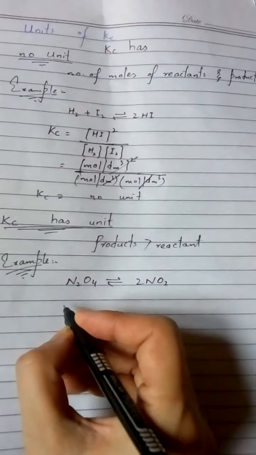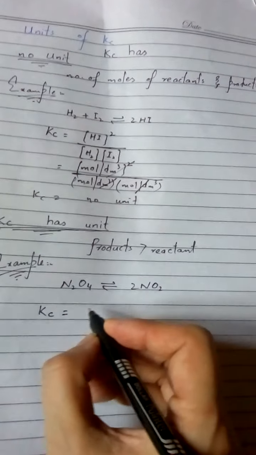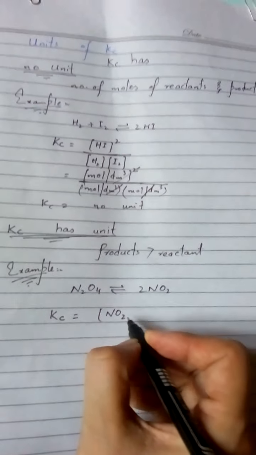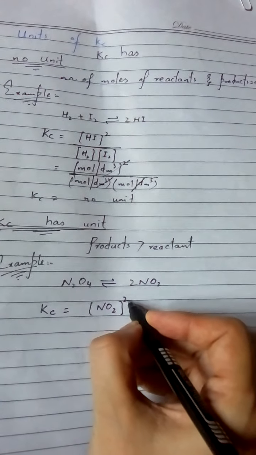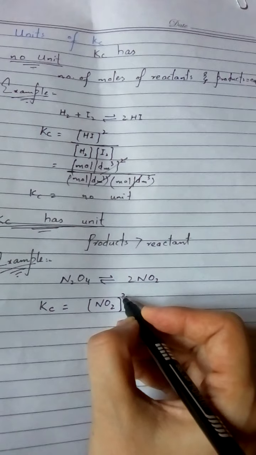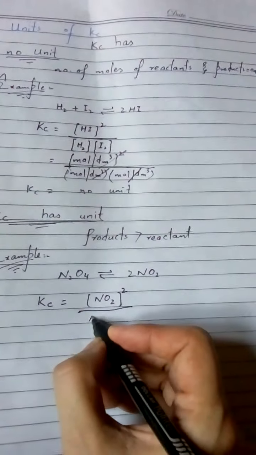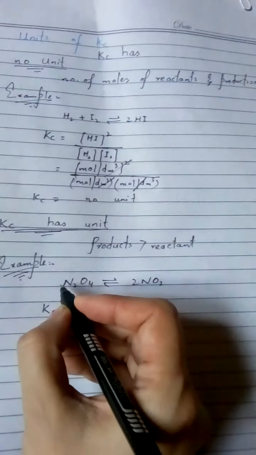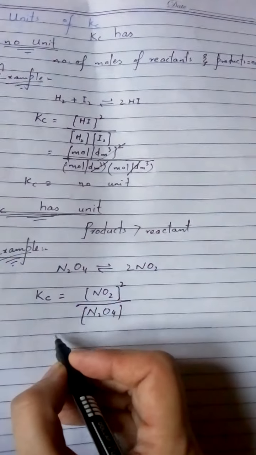it gives us 2NO2. Here we will write the Kc equilibrium constant expression, which is the product of the concentration of products to the product of the concentration of reactants. So we will write NO2 raised to the power 2. Here a coefficient 2 is present, so we will write 2 as a power, divided by N2O4. Here a coefficient 1 is present in this balanced chemical equation, so we will write N2O4 one time.